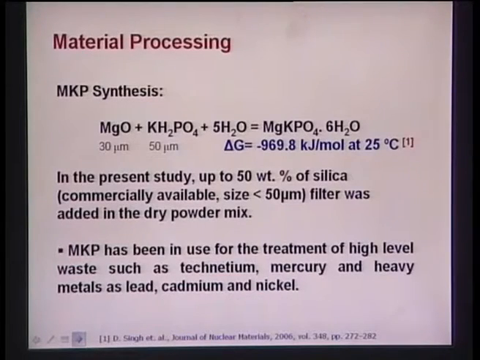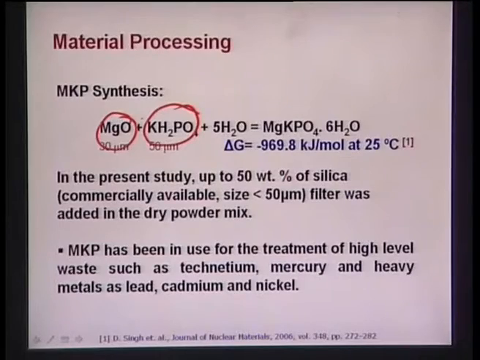Now, how was this material prepared? You start with the precursor powders, magnesium oxide and KH2PO4, which are mixed together in an aqueous solution, and then you get magnesium potassium phosphate, a hydrated magnesium potassium phosphate material. Now, the delta G value here is largely negative, almost minus 970 kilojoule per mole at 25 degrees Celsius. If the delta G value is negative, that means this reaction is thermodynamically feasible. And this is point number one.